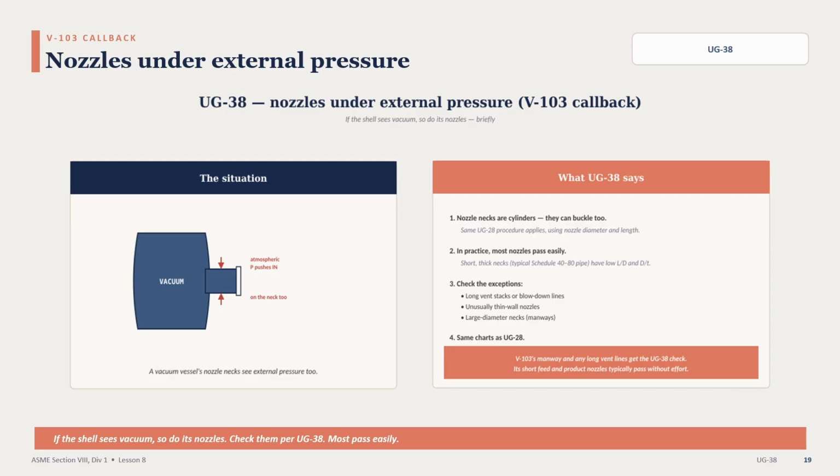For V103 specifically, its manway and any long vent lines get the UG-38 check. Its short feed and product nozzles typically pass without effort. And that's it. Don't spend a lot of time here unless you have unusual nozzle geometry.